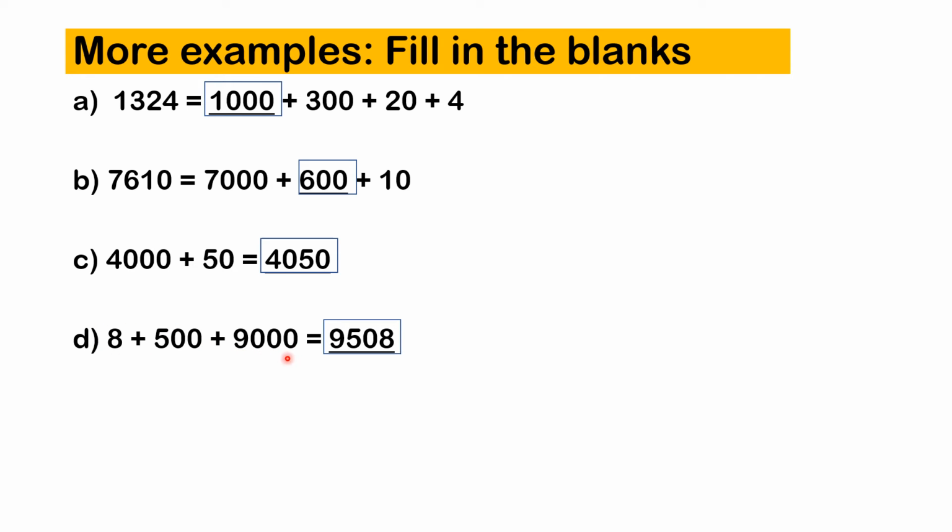As for the last example, we have 8 plus 500 plus 9,000. Rearrange it back where we have thousands at the front. So 9,000. Next goes with the 500 in the hundreds place. And since we don't have any in tens, we have only ones remaining. So we have the value of 9,508. Okay.